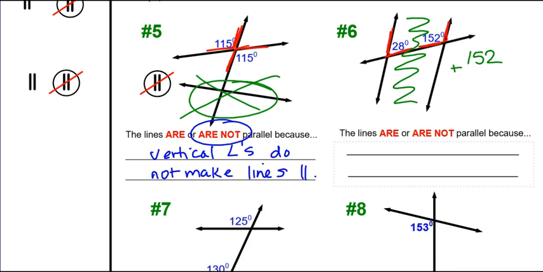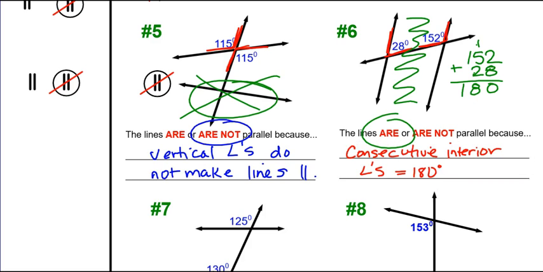Take 152 plus 28. 8 plus 2 is 0. Carry 5, 6, 7, 8. And in fact, they do add to 180 degrees. So I know that these lines are parallel because consecutive interior angles equal 180 degrees. So even though the numbers look a little bit weird, pay attention to the relationship. And in this case, they are parallel.